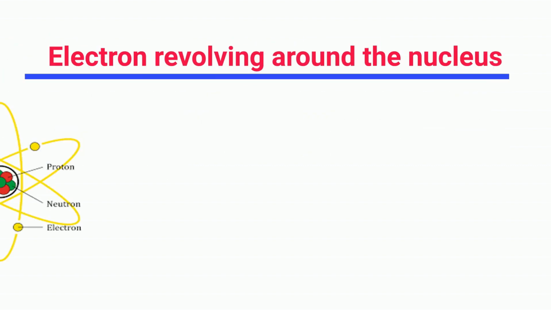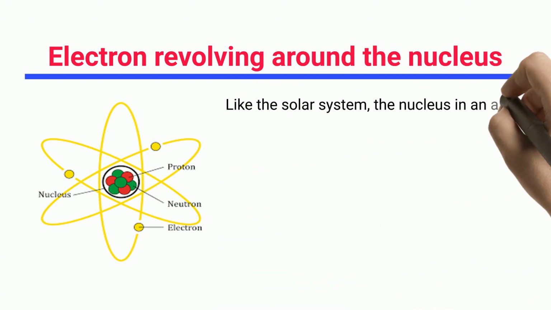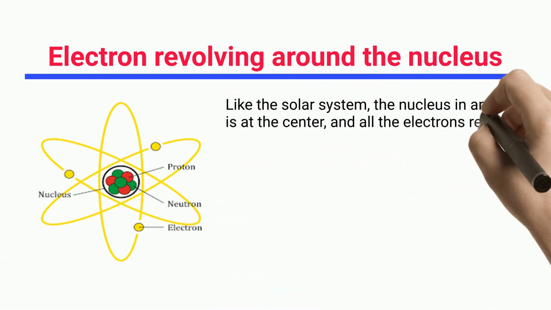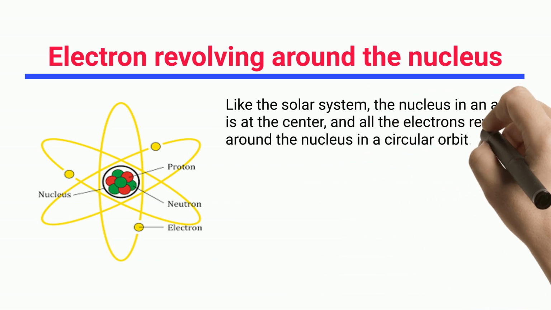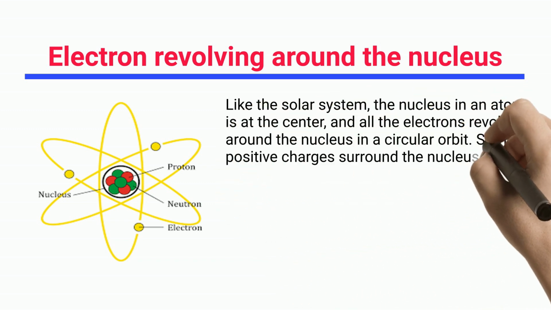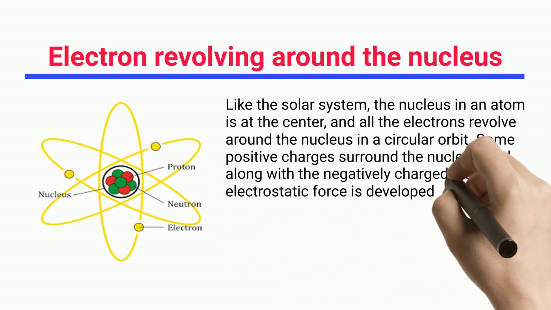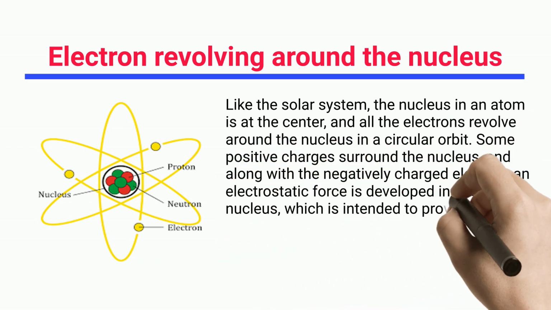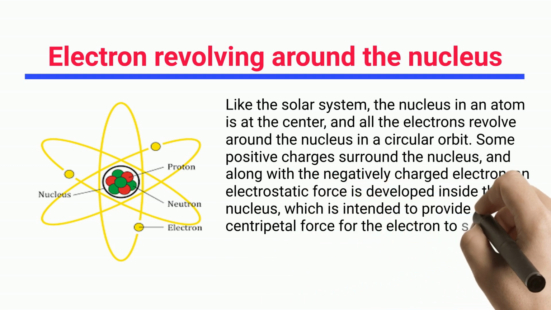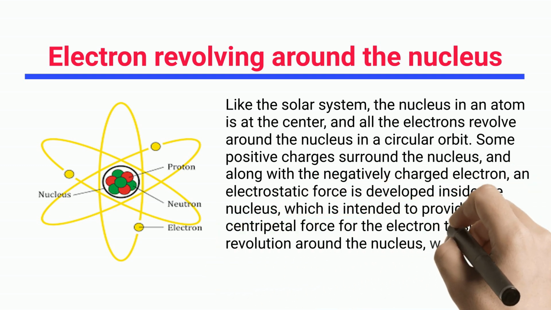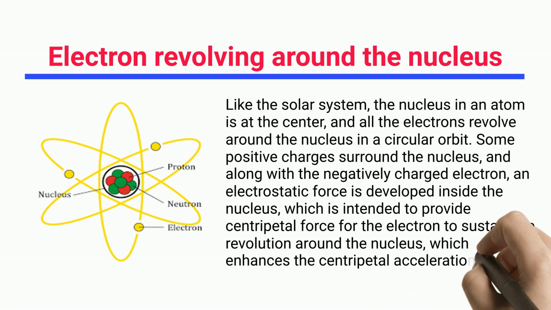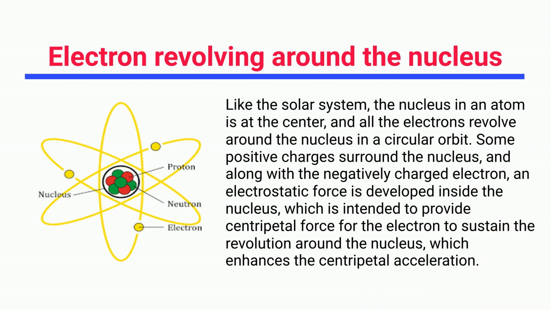Electron revolving around the nucleus. Like the solar system, the nucleus in an atom is at the center, and all the electrons revolve around the nucleus in a circular orbit. Positive charges surround the nucleus, and along with the negatively charged electron, an electrostatic force is developed inside the atom, which provides centripetal force for the electron to sustain the revolution around the nucleus, which enhances the centripetal acceleration.